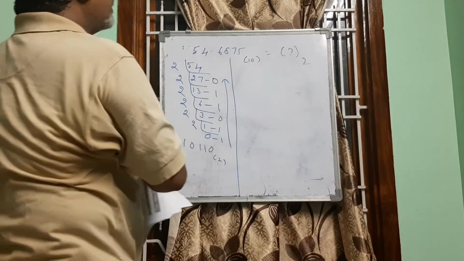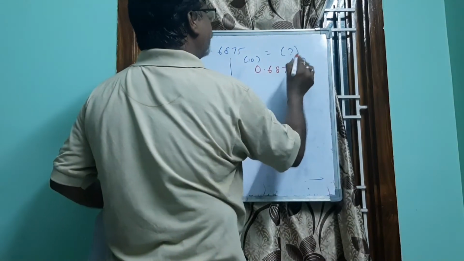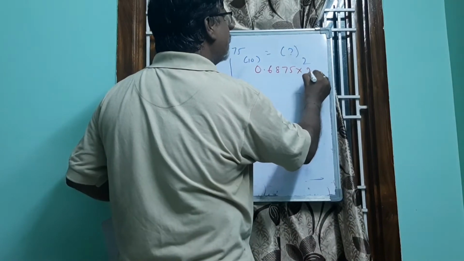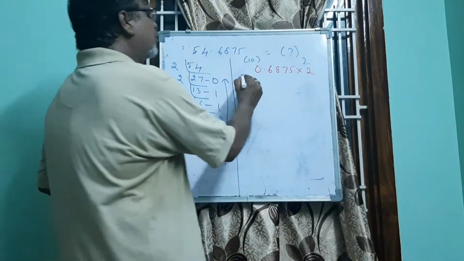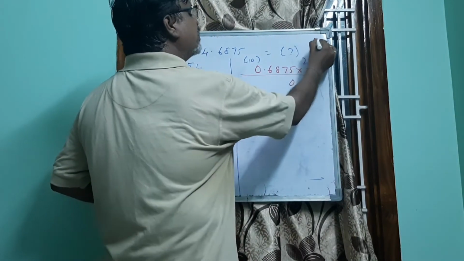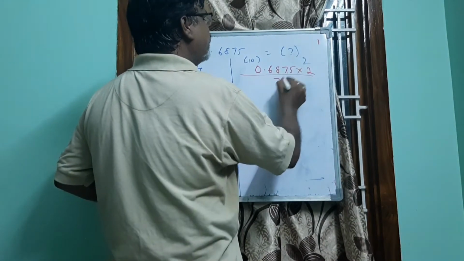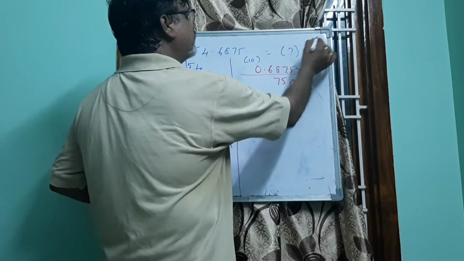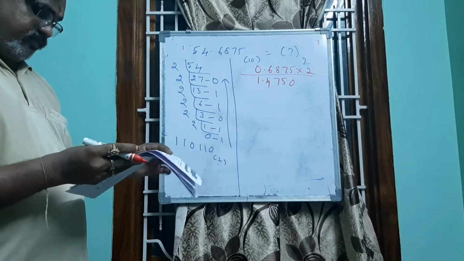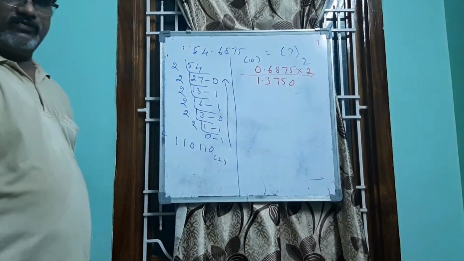Now let us take the fractional value, 0.6875. As I told you, you have to multiply this with 2. You have to multiply this with 2. 2 5s are 10, 1 carry; 2 7s are 14 plus 1, 15; 1 again there, 5; 2 8s are 16 plus 1, 17; 1 out there; 2 6s are 12 plus 1, 13. So we get 1.3750.